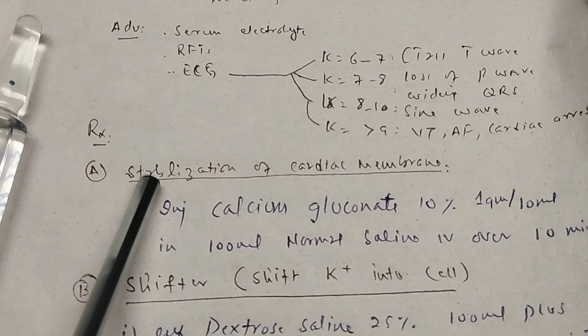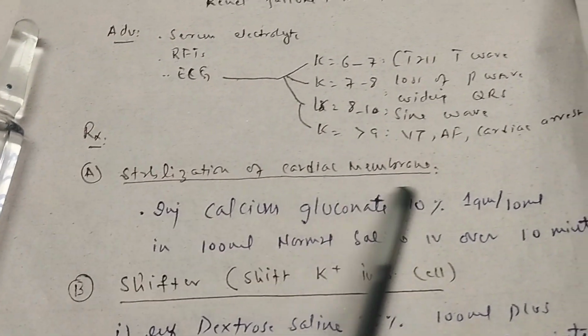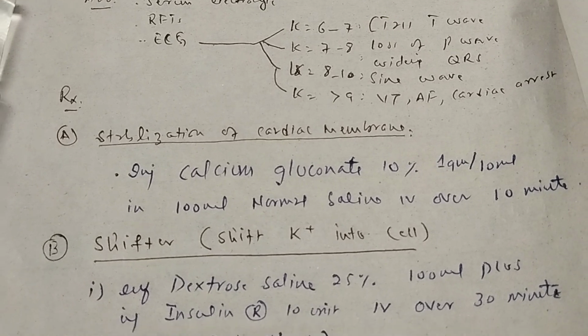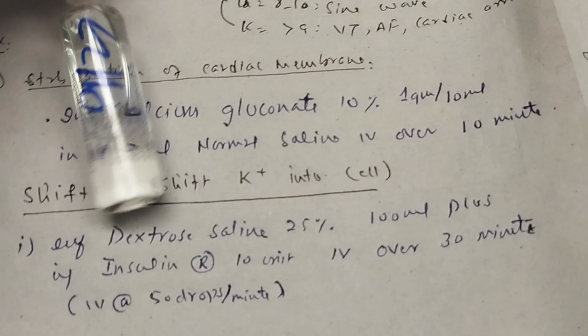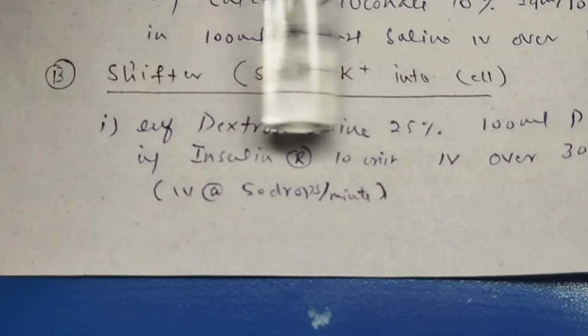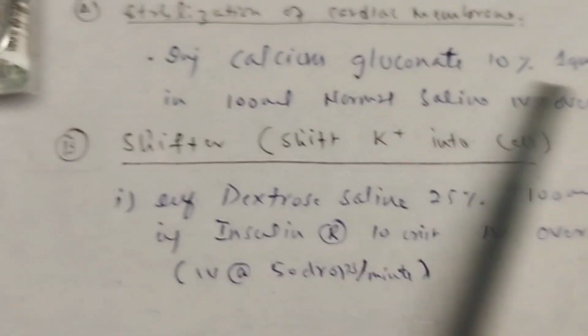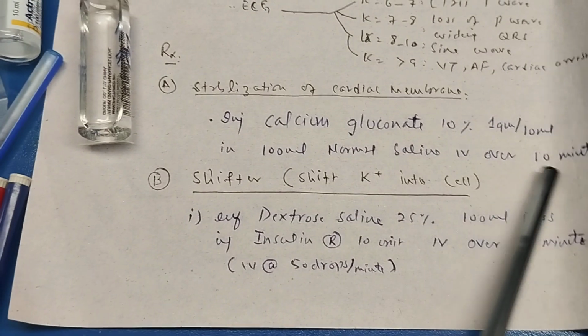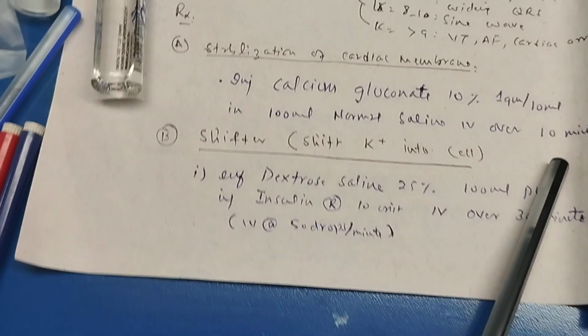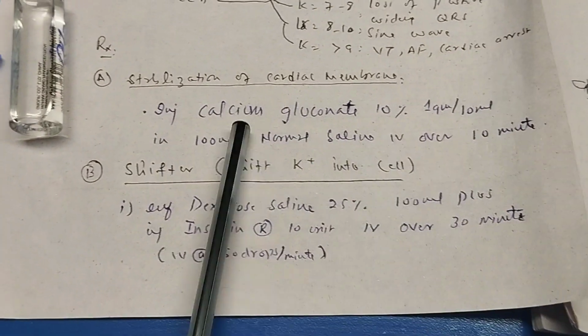Now, the first treatment is that we have to stabilize the cardiac membrane. For the stabilization of the cardiac membrane, we will give the injection called calcium gluconate. If you guys can see here, this is the calcium gluconate injection. This is 10%, 1 gram per 10 ml, in 100 ml normal saline IV over 10 minutes. This is for cardiac stabilization.